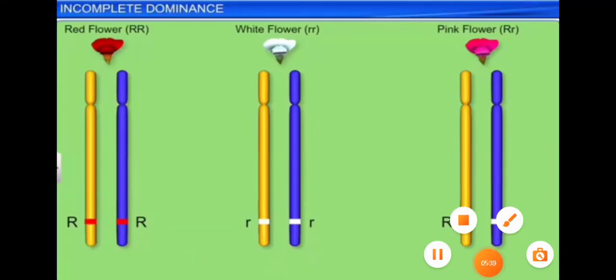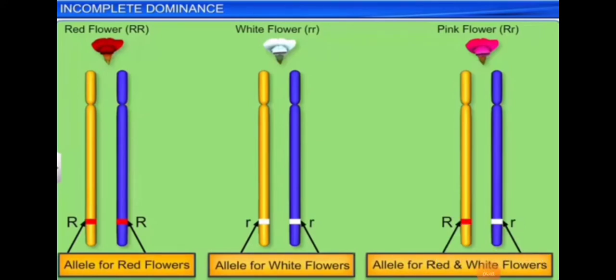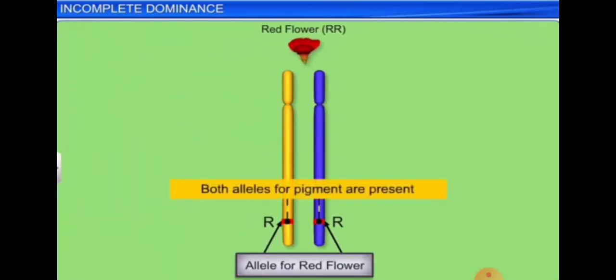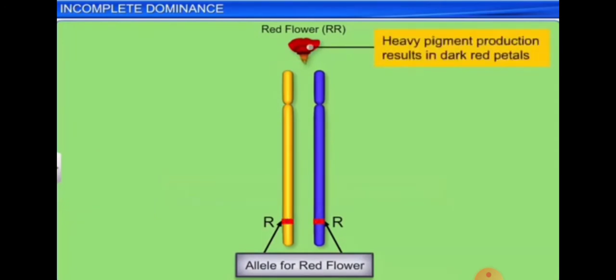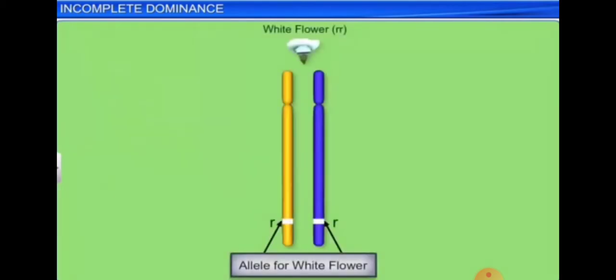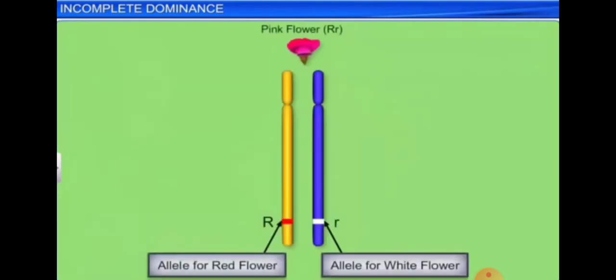It is a gene for the flower color that shows the pigment in petals. Each allele codes for the trait, that is, a specific amount of pigment. When both alleles for pigment are present, the petals are dark red due to heavy pigment production. On the other hand, if none of the alleles for the pigment exist, the flower is white. However, when only one of the alleles is present, only half of the pigment is produced, creating a pink shade.